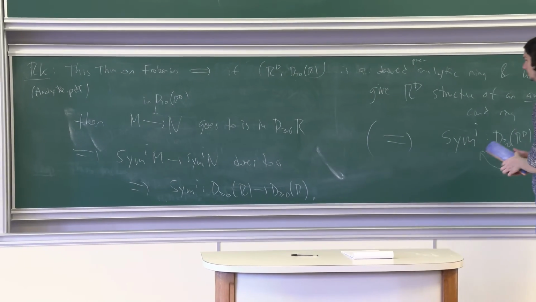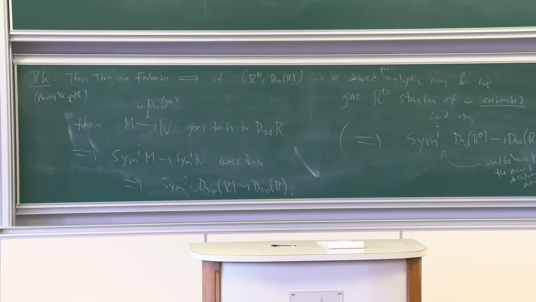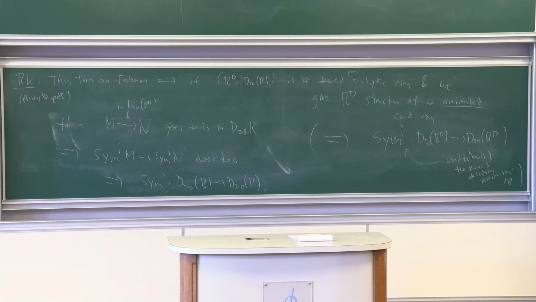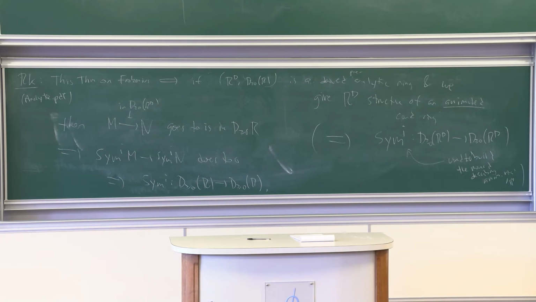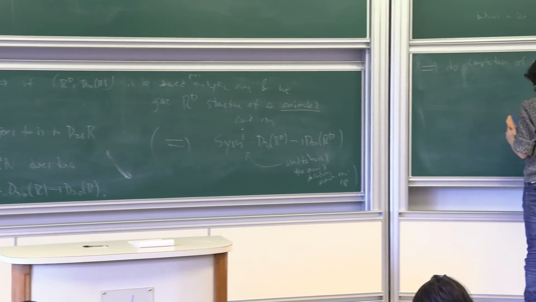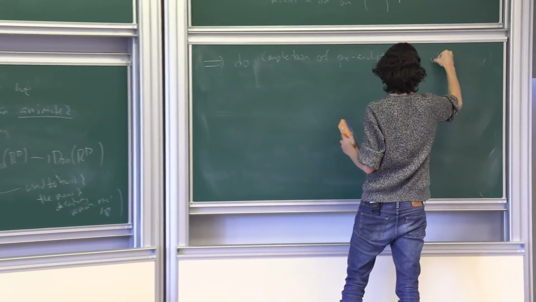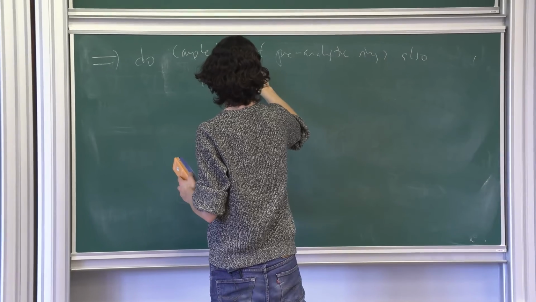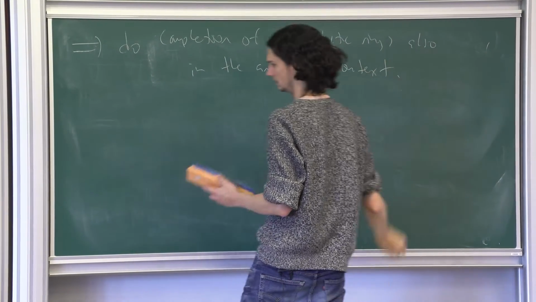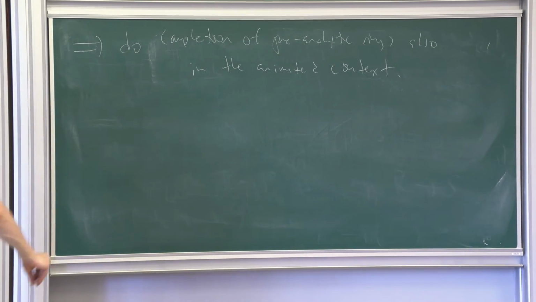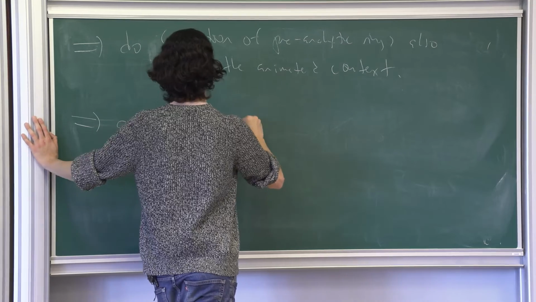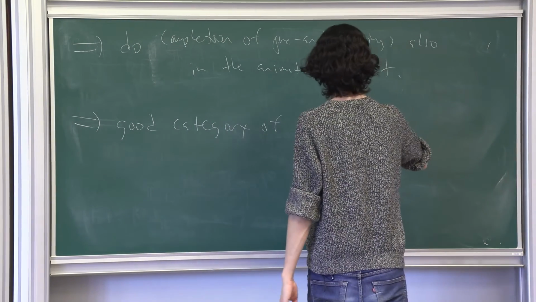And what does this let you do? This lets you do normalization or completion of pre-analytic rings, also in the animated context. So you get a good category of animated analytic rings.